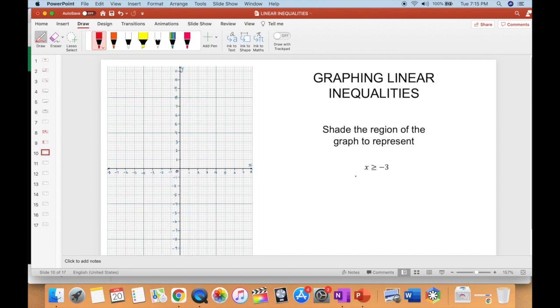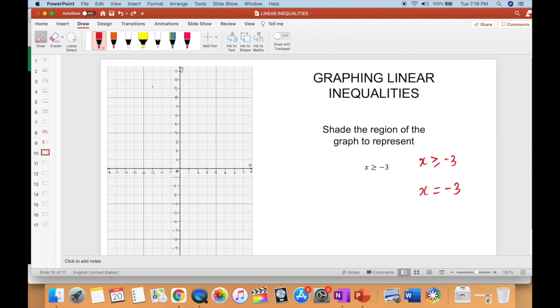With this next one, we shade the region of the graph to represent x. I know it's kind of small, so I'll just rewrite it. x is greater than or equal to -3. Again, I'll pretend I'm drawing a line, x is equal to -3. And you notice in this case it is a greater than or equal to sign, so that means it includes the -3. So in this case, I will actually draw a solid line rather than a dotted line.